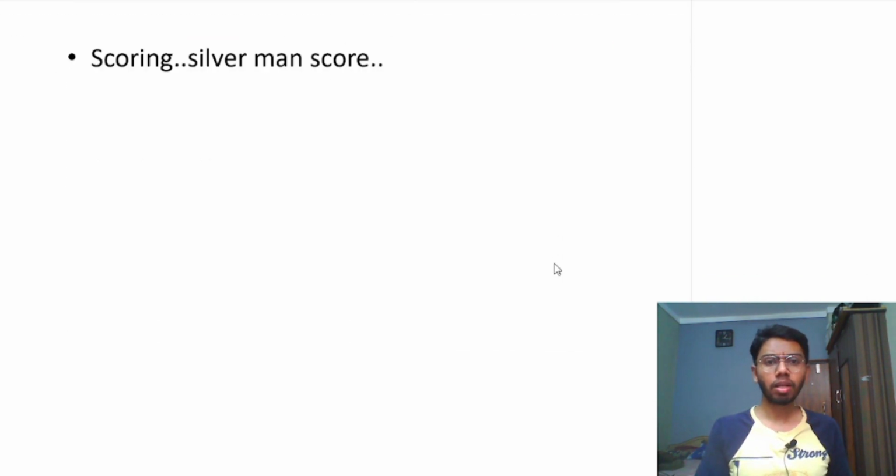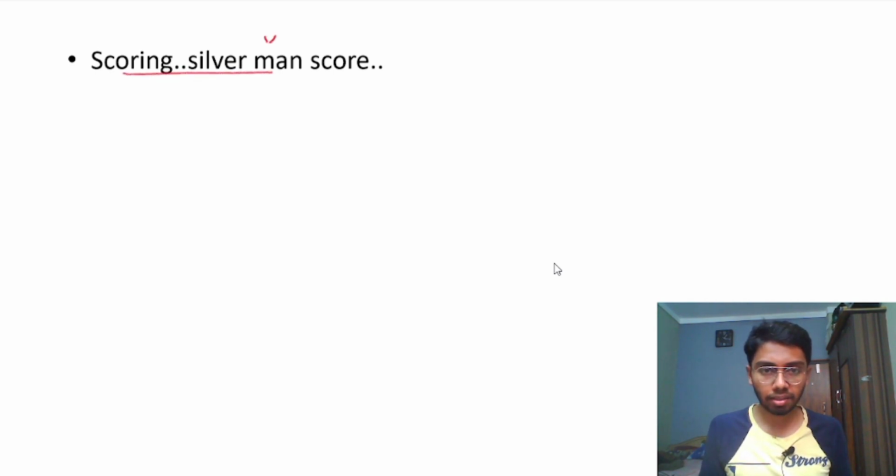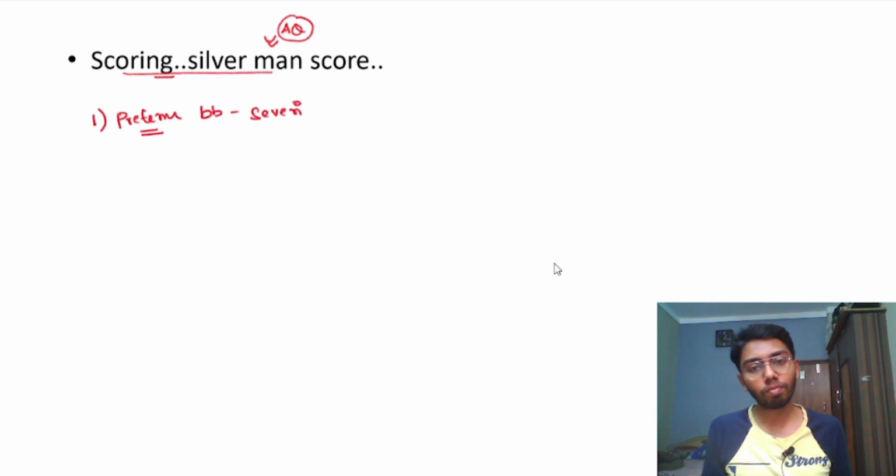Fine. Coming to very important scoring, Silverman scoring. Bro, this score was tested and asked 2 years before in AIIMS examination. Yesterday itself I told you how to study a score. First, know the significance of the score. Why this score? What is the use of this score? See, this score we used to put in preterm babies. We used to calculate the score in preterm babies to assess the severity of respiratory distress syndrome.